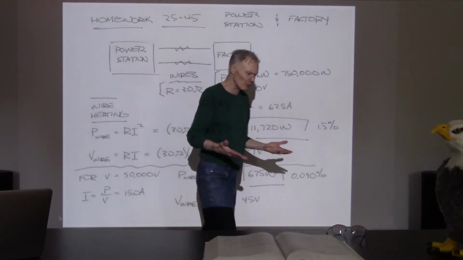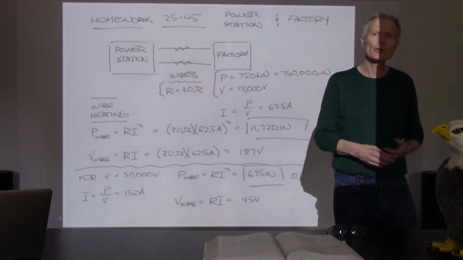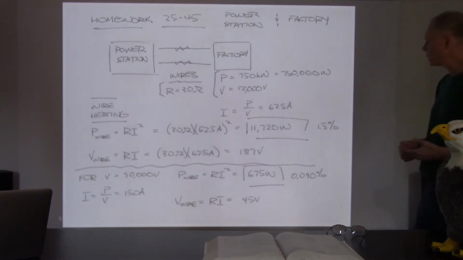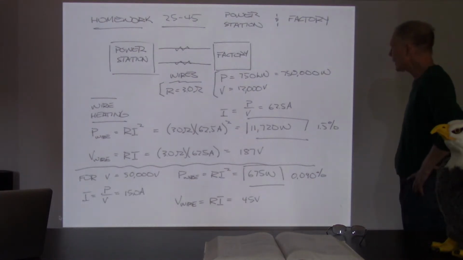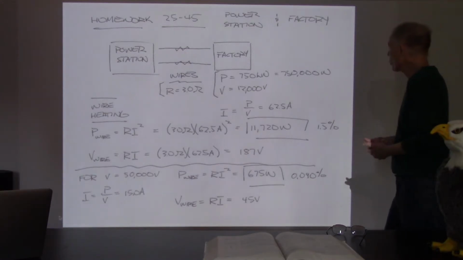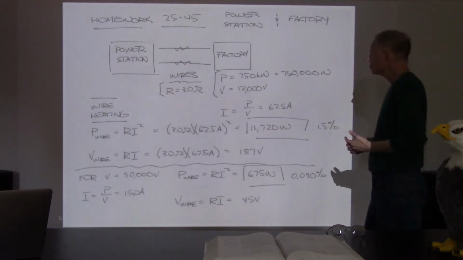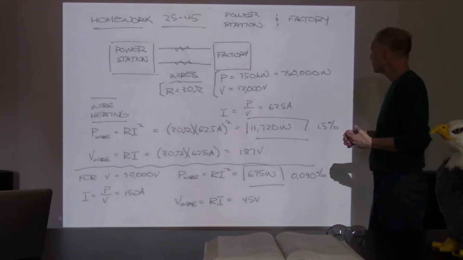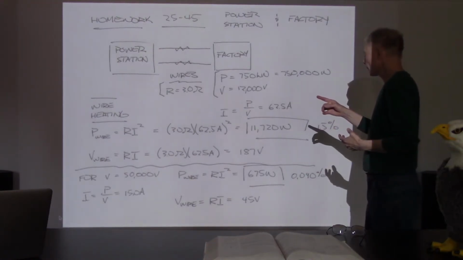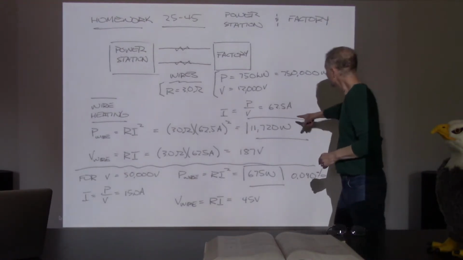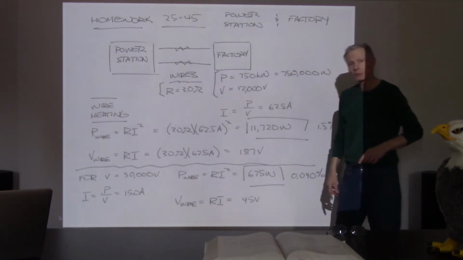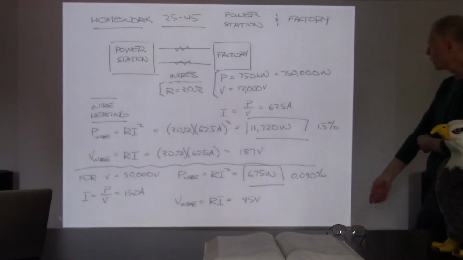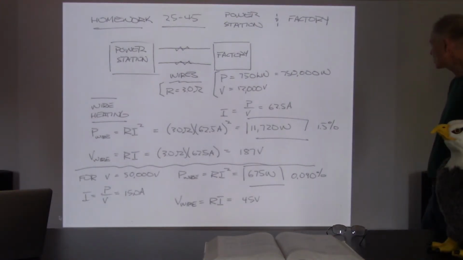0.090%, now less than 0.1% of the energy is being lost because we ran everything at 50,000 volts instead of at 12,000 volts. And the wires that we're going to use here don't have to withstand all of this heating, they just have to be able to withstand this much heating. So maybe we save on some wiring too. I am not sure about that detail.